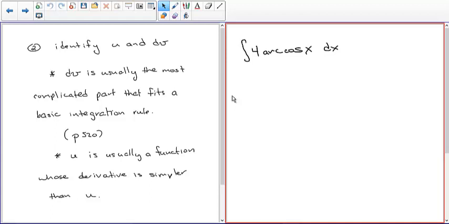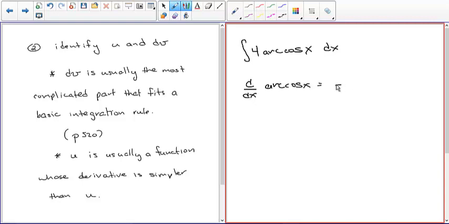We don't have the integral of the arc cosine of x. We have the derivative of the arc cosine of x. Just like we didn't have the integral of the natural log of x, but we did have the derivative, you can use integration by parts to find the integrals of the arc trig functions. So remember that the derivative with respect to x of the arc cosine of x is equal to negative 1 over the square root of 1 minus x squared.